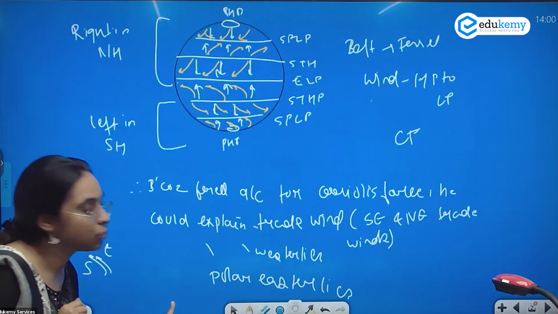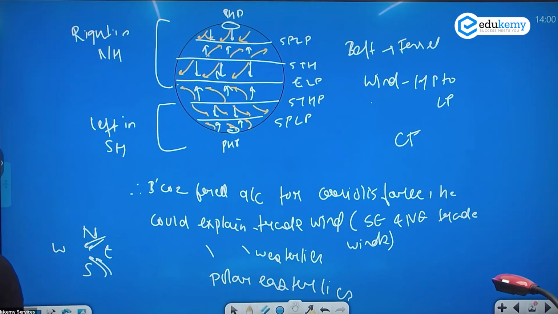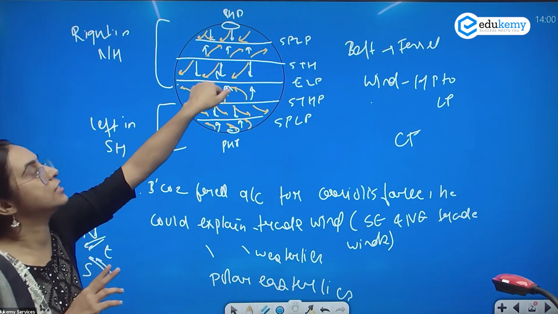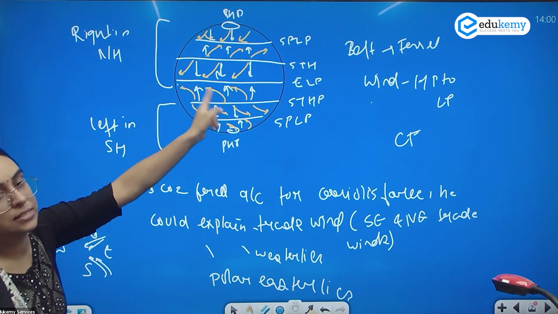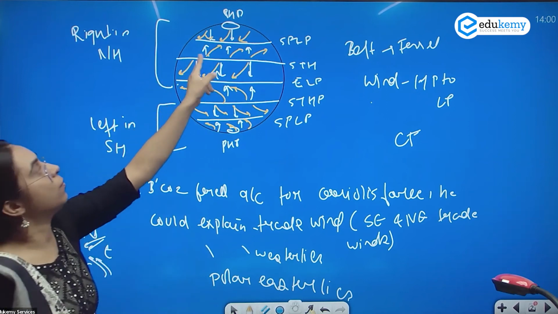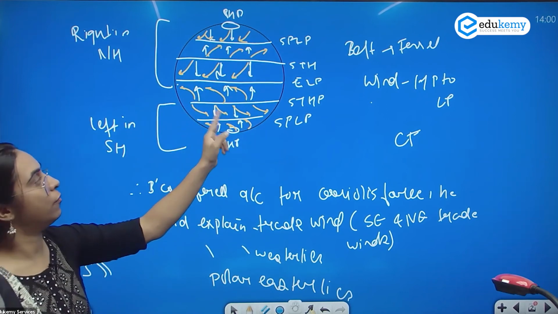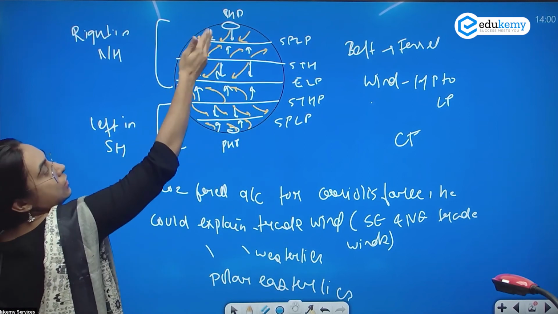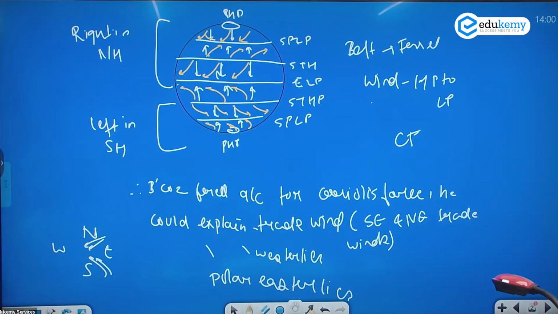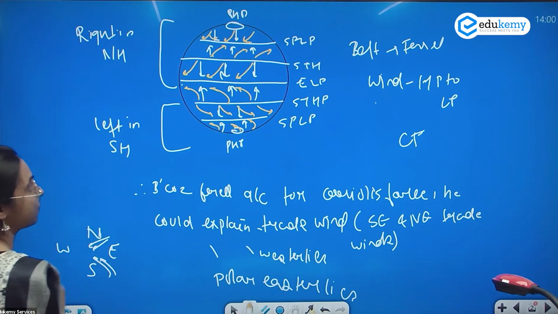Anybody, do you have any issue in the direction of the wind? Why is this called as easterlies? They are coming from the east side. North, west, south. Northeast is like northeast direction.